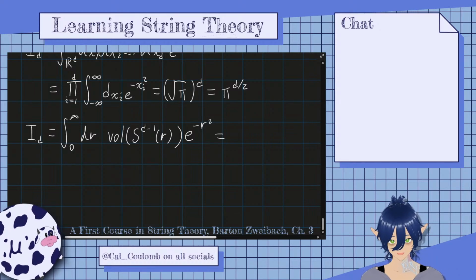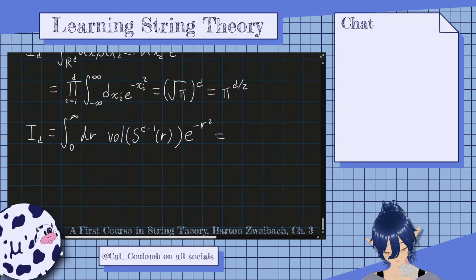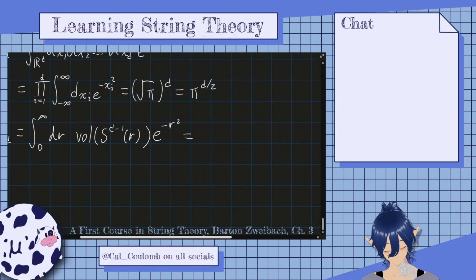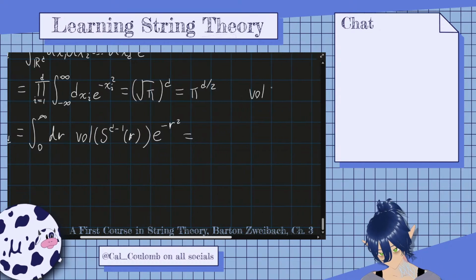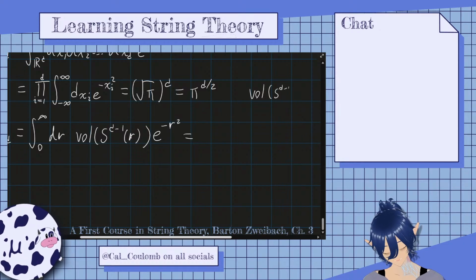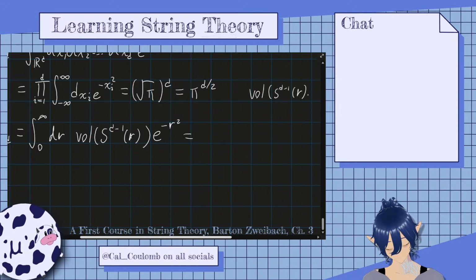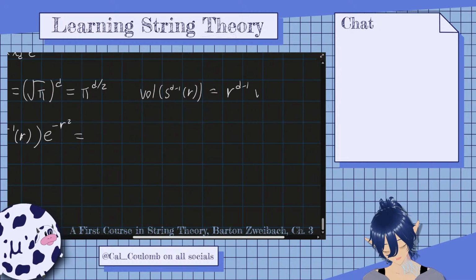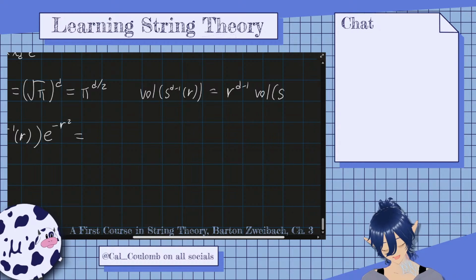And so we pull out the unit volume, because we said before that the volume of S^(d-1) of r is just equal to r to the d minus 1 times the volume of the unit sphere of the same dimensionality.